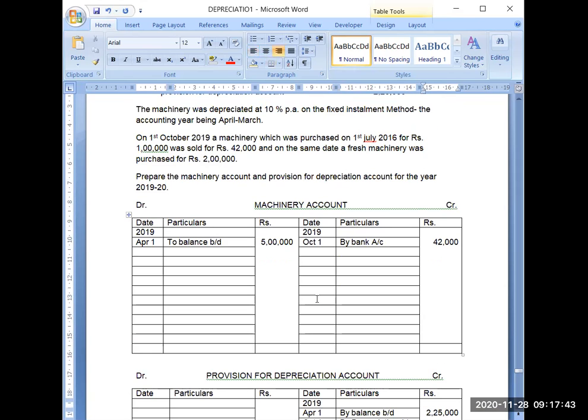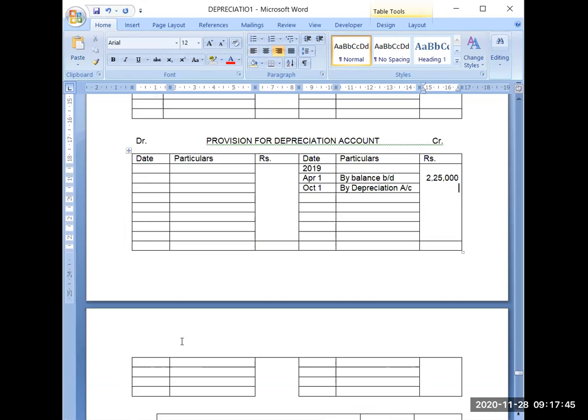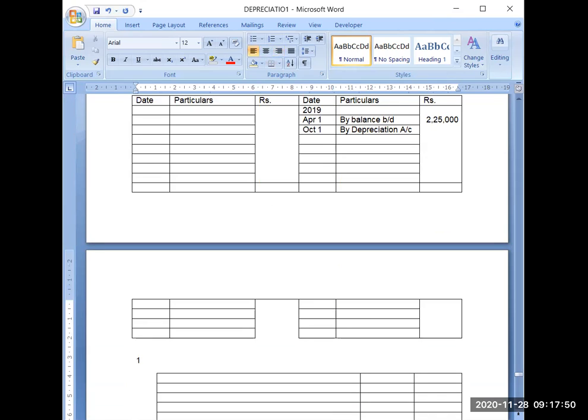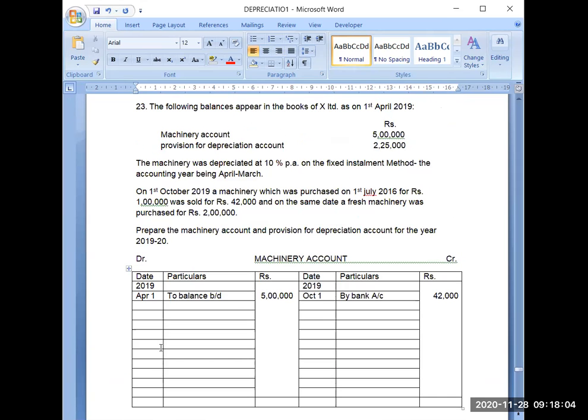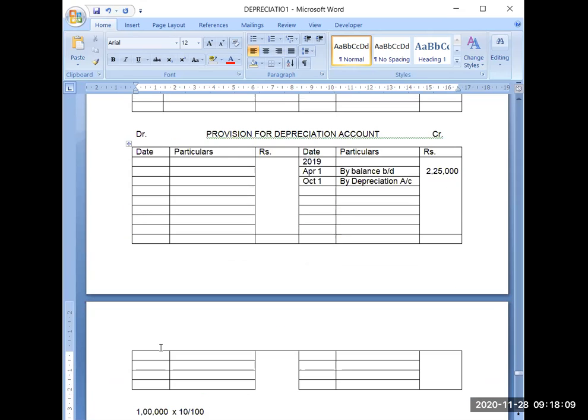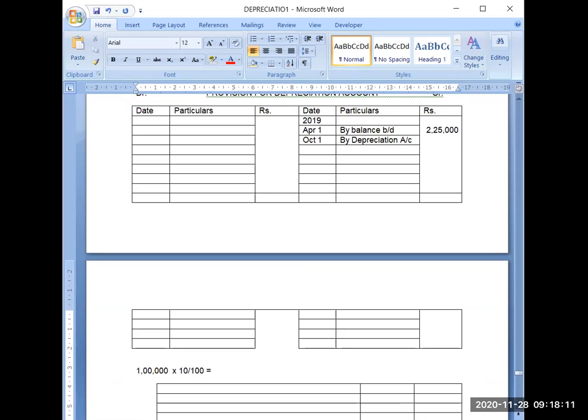Now how will we calculate the depreciation? Let's see. Only the clarity of concept will give you an idea. The cost of the machine was 1 lakh. Rate of depreciation is 10% per annum, and the method is straight line method. So its 1 year depreciation will be 10,000.